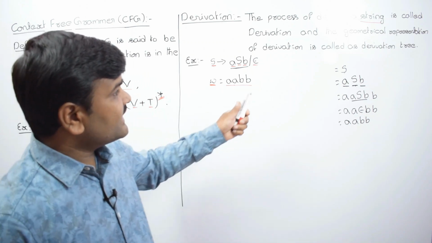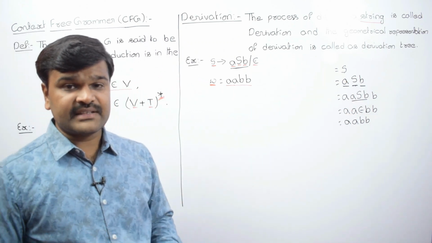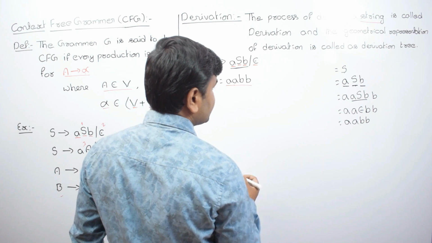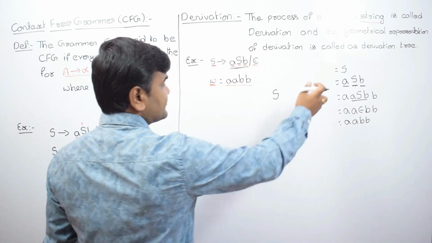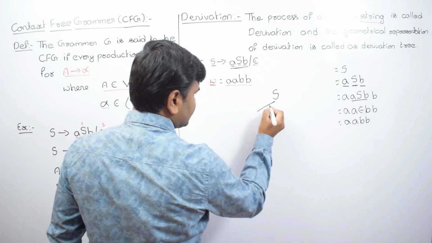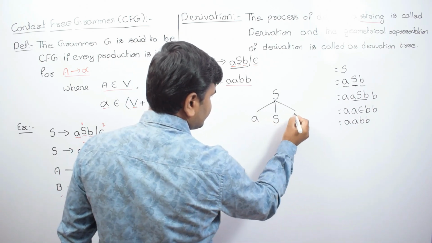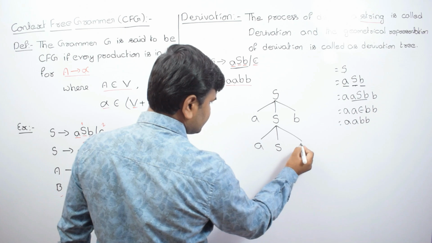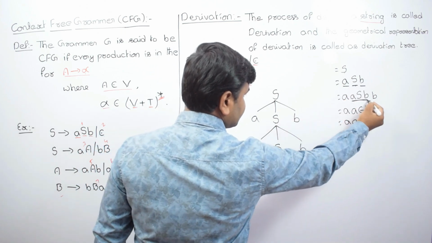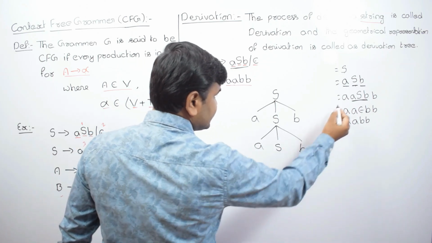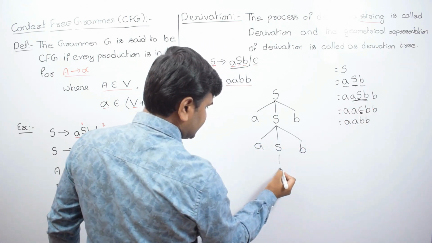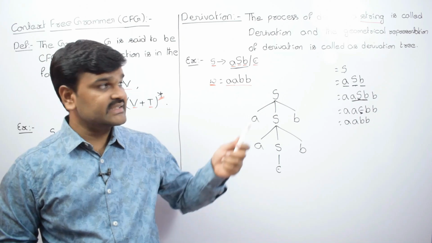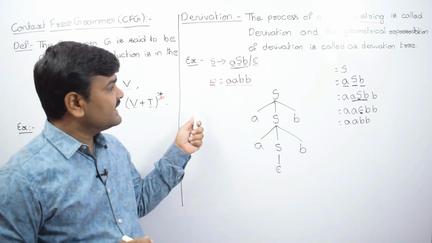Then the geometrical representation, that means the graphical representation, is the tree structure. So let us see how to construct the tree for this. S is there, and S is deriving A S B. Again S is deriving A S B, so this S is deriving this one. And then this S is deriving epsilon. If you write this left to right, you are going to get our given word, the string. So this is first of all a derivation.